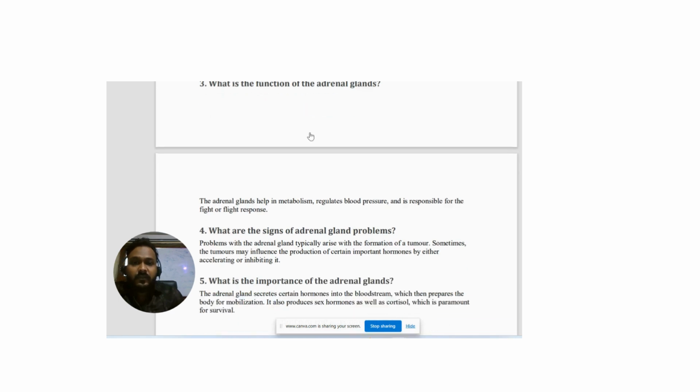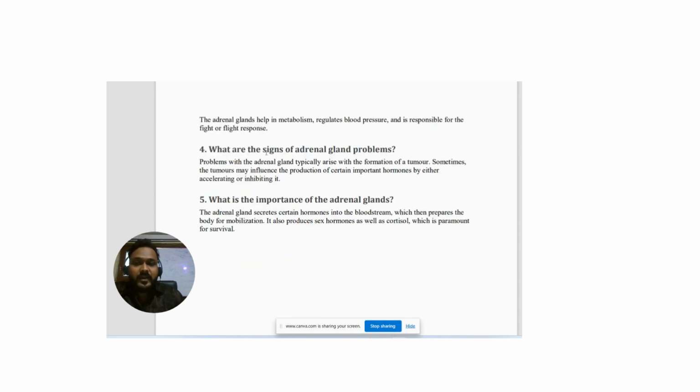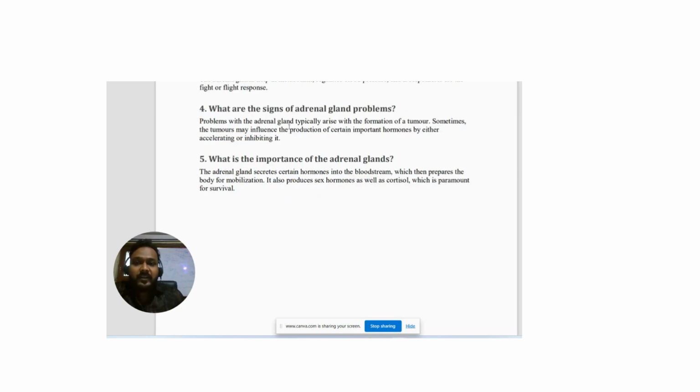What are the functions of the adrenal gland? The adrenal gland helps in metabolism, regulates blood pressure, and is responsible for the fight and flight response. What are the signs of adrenal gland problems? Problems with the adrenal gland typically arise with the formation of a tumor. Sometimes the tumor may influence the production of certain important hormones by either accelerating or inhibiting it.